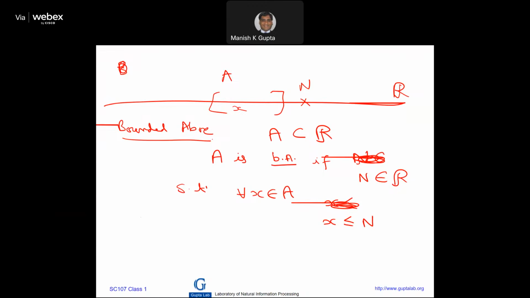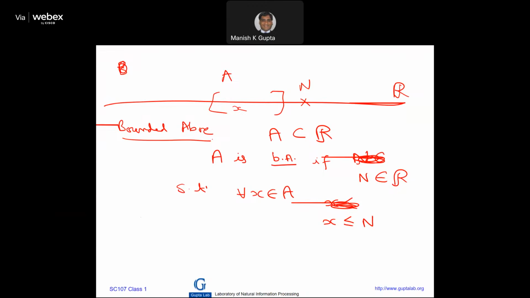Similarly, you can talk about bounded below. I'm not doing that, but there could be a lower bound also, similarly, for some set. Now we say that a set is bounded if it is bounded below and bounded above. So something called bounded above, something called bounded below. A set is said to be bounded if it is bounded on both the upper side and the lower side.